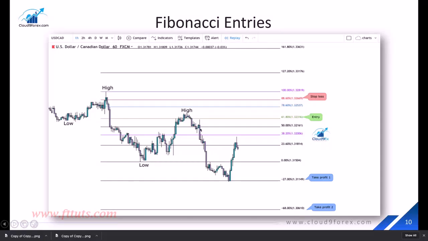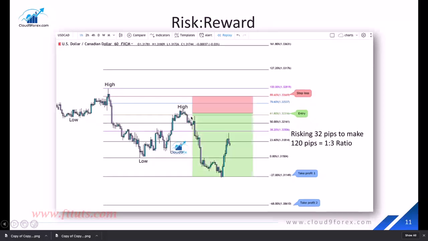Okay, so I explained this. We move it from our high to our low. That was 61.8. And this would be our entry to our negative 27%. Our take profit would be at the negative 27, and in this case we had price go from the negative 27 back up, so we were risking 32 pips to make 120, which is a 1 to 3 ratio.